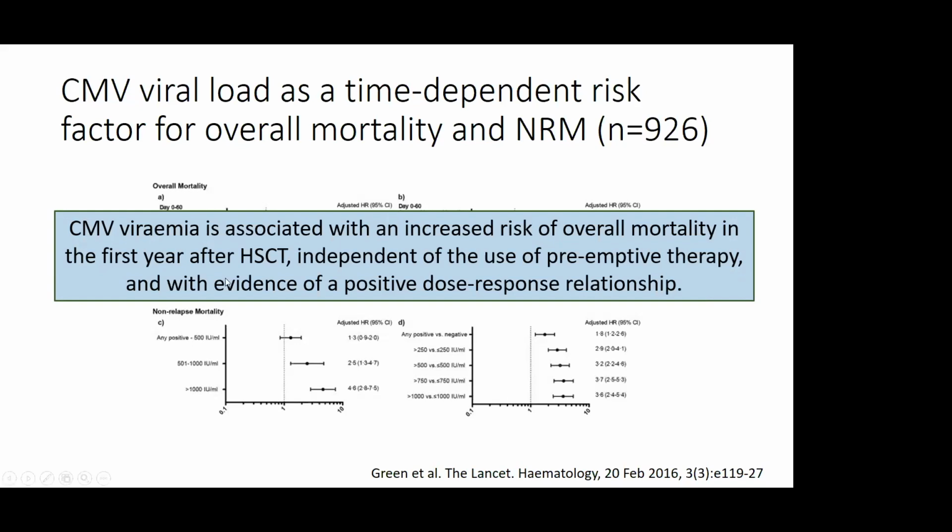Not only that, but there is also evidence of a positive dose-response relationship. Look here in this bottom graph. Every time the viral load increases a bit, from 250 to 500 to 750, the adjusted hazard ratio of death increases. So it has a dose-response relationship. Okay, so we're doing all of this all this time.